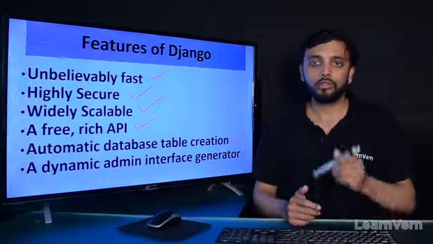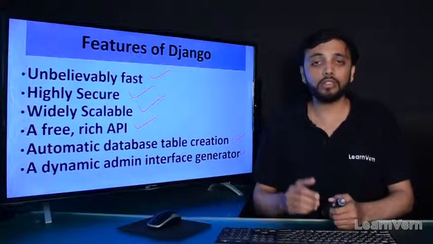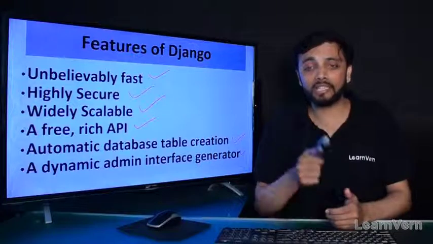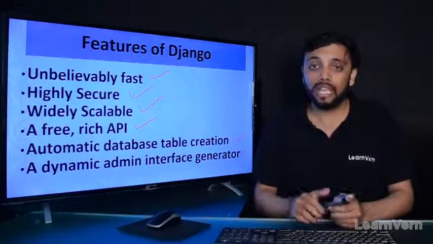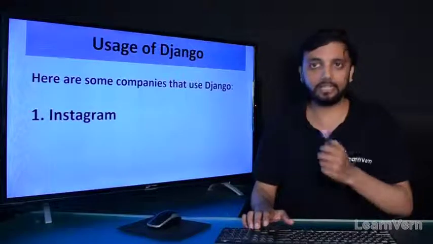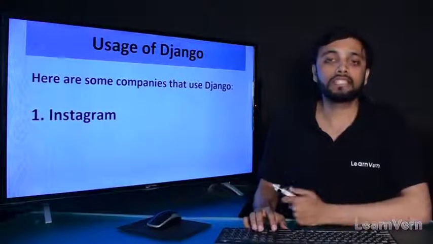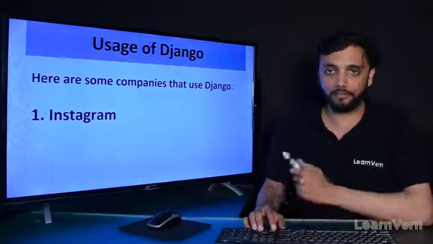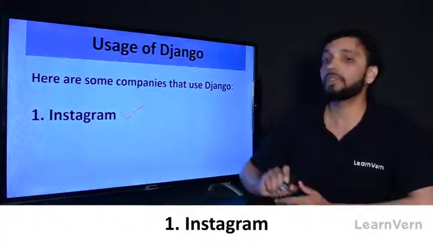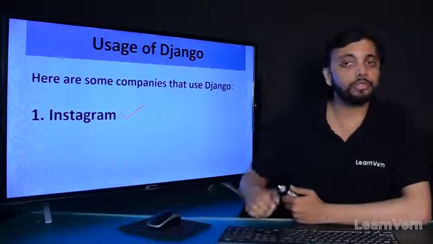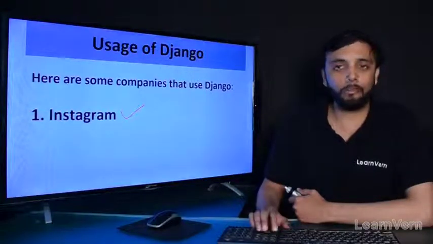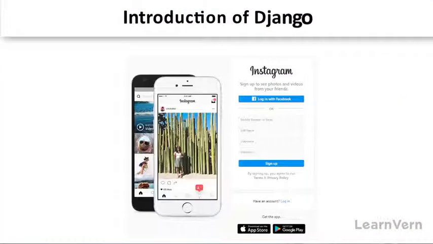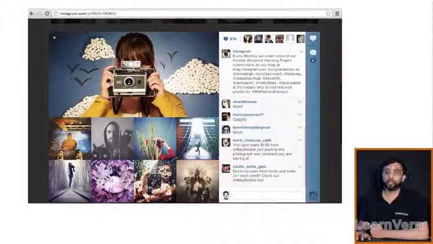Because of these features, there are so many technical giants in this world that use Django as their backend support. Here are some examples of technical giants. The first one is Instagram. In today's world, we all know that Instagram is a very big company, or we can say a web application or mobile application. Instagram uses Django for their backend support because of its widely scalable feature.